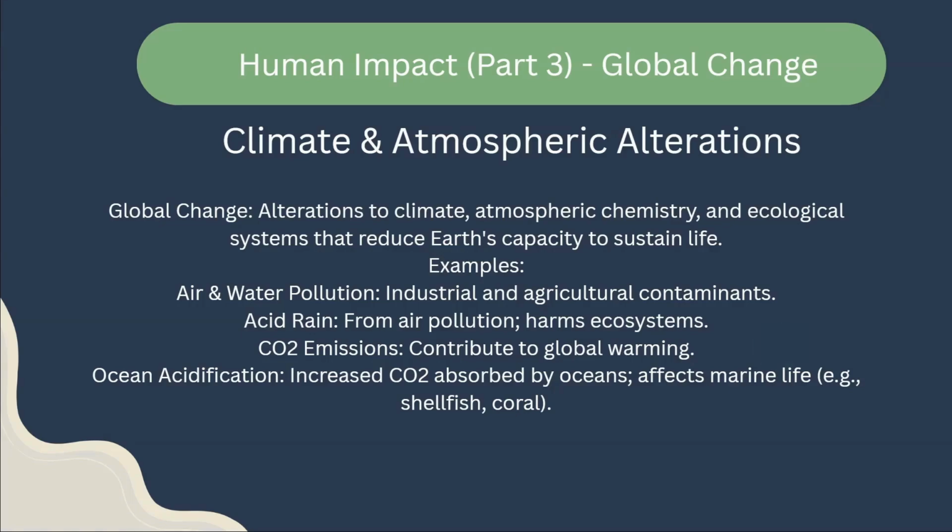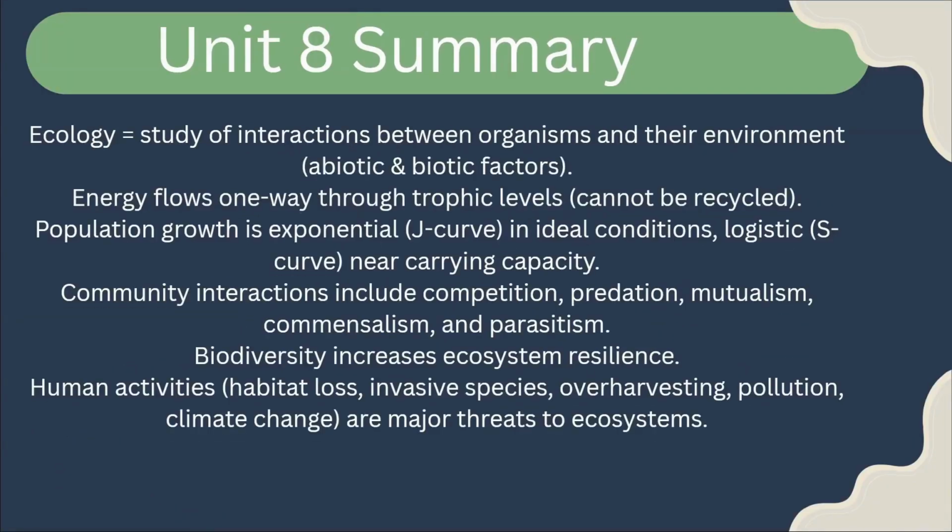and coral. So summary is ecology is the study of interactions between organisms and their environment, abiotic and biotic factors. Energy flows one way through trophic levels. It cannot be recycled. Population growth is exponential, J curve, in ideal conditions, and logistic, S curve, near carrying capacity. Community interactions include competition, predation, mutualism, commensalism, and parasitism. Biodiversity increases ecosystem resilience. Human activities lead to habitat loss, invasive species, overharvesting, pollution, and climate change. These are major threats to the ecosystem.